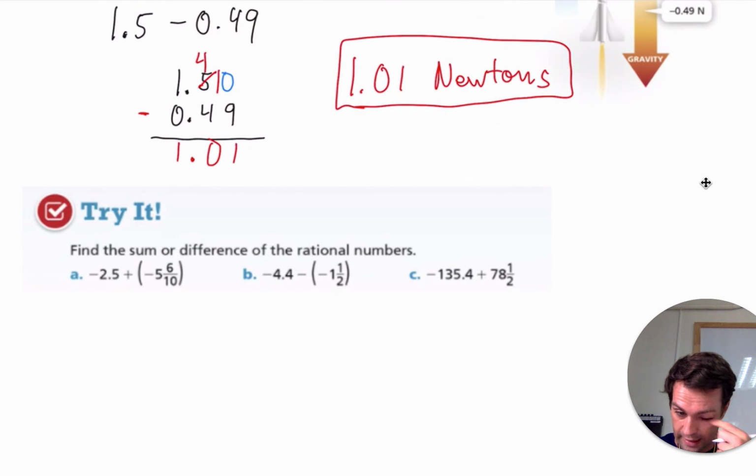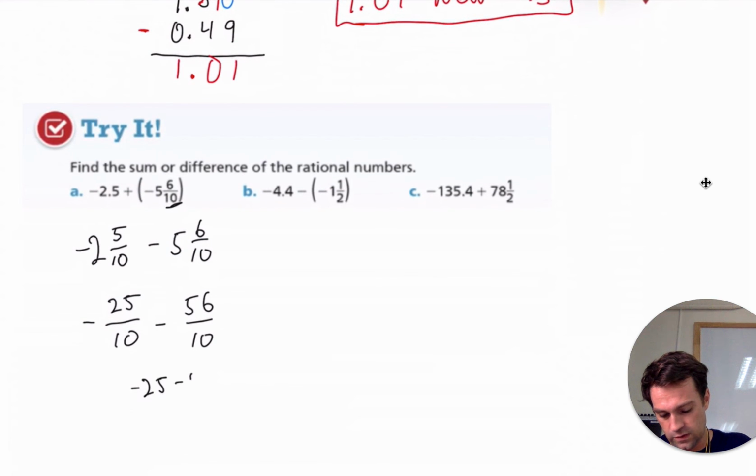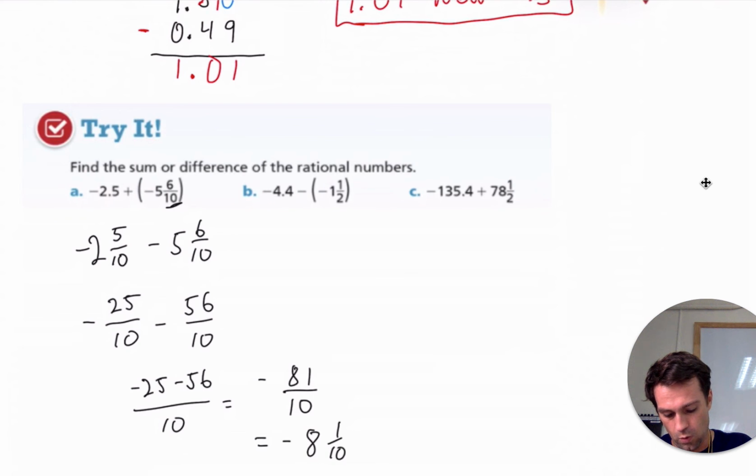All right, this first one I'll work out, and then the rest of them I'll just write the answers for you. So this first one, let's convert this to a fraction, -2 and 1/2, or since this is 10, we'll make this 5/10 minus 5 6/10. So we need to change these both into improper fractions. So we have -25 over 10 minus 56 over 10. So we have -25 minus 56 over 10 gives us -81 over 10. So we will have -8 1/10 or -8.1. Either way is fine.